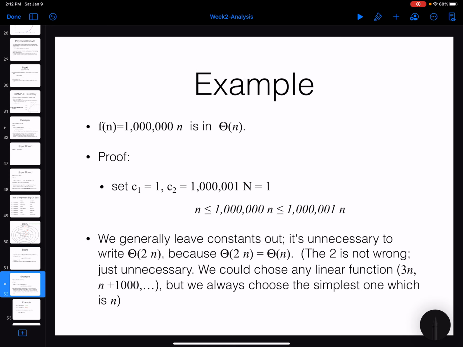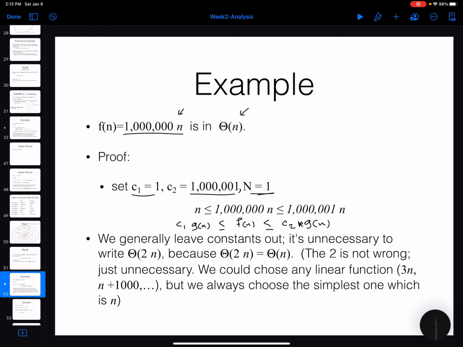So let me actually show you an example. f of n equal to, for example, 1 million multiplied by n. We say that this is in theta of n. Why? Because I can find two constants, 1 and 1,000,001, and for all the values of n greater than 1, I can say that f of n is greater than or equal to C1 multiplied by g of n and less than C2 multiplied by g of n.